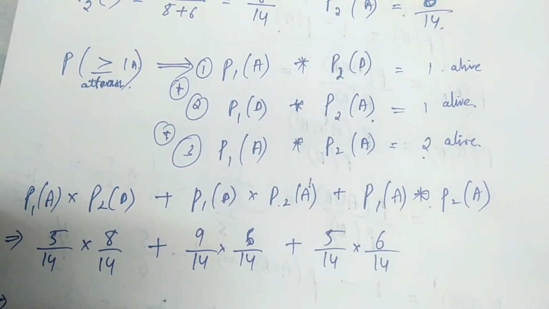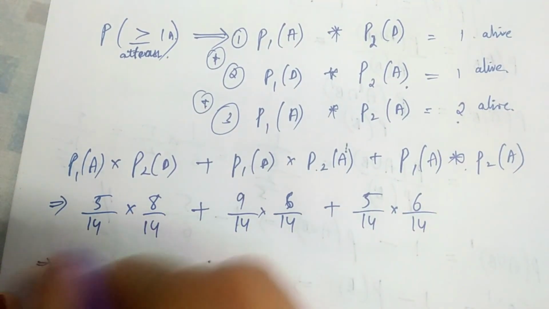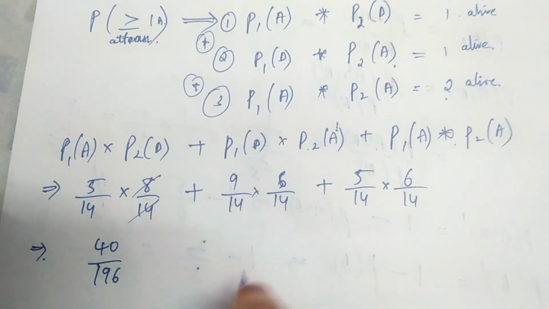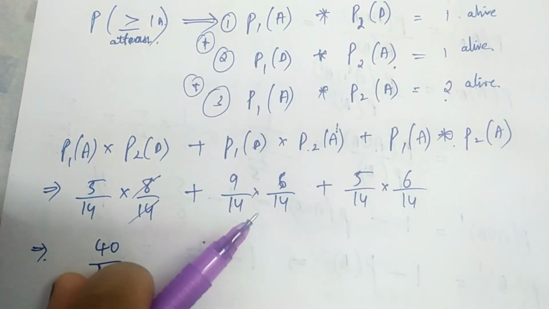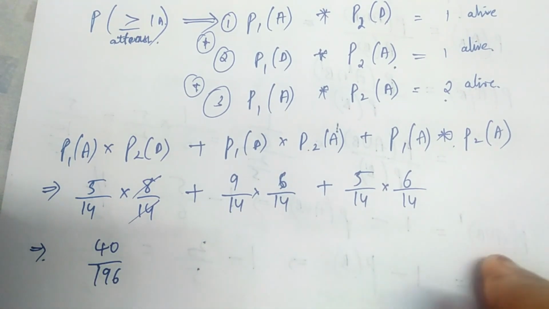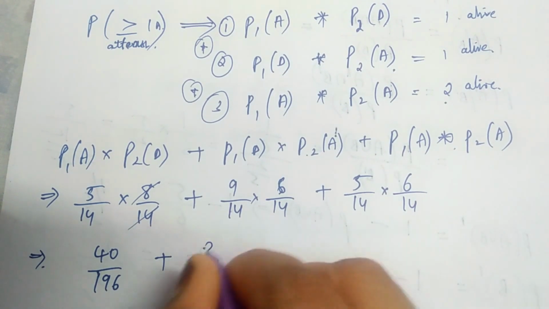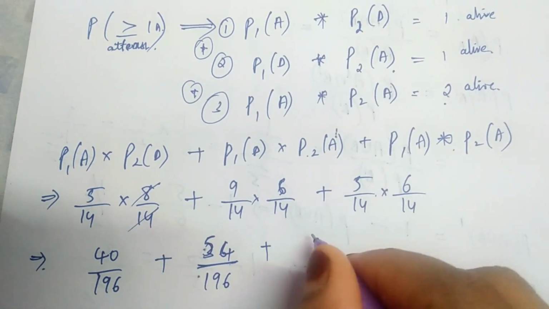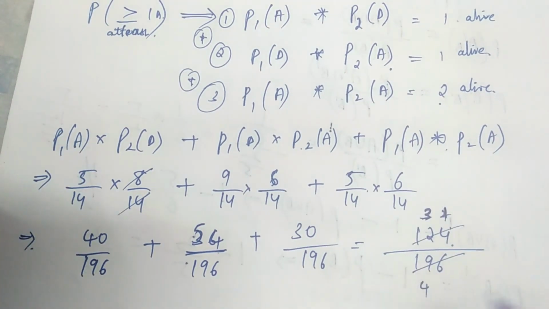Now you can calculate or simplify this. We will not cancel the things, I suppose, as it will be more difficult to take out the LCM. It's better to take the common denominator, 196, and do it. So 5 times 8 is 40 divided by 196, plus 9 times 6 is 54 divided by 196, plus 5 times 6 is 30 divided by 196. Now 196 is the common denominator, and adding these three amounts gives 124 by 196.